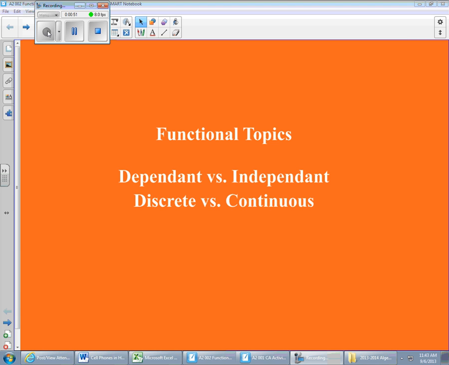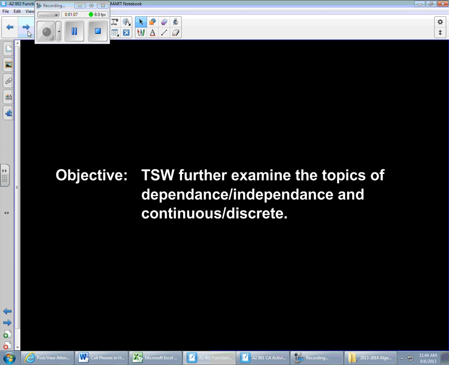These are for Monday, and on Monday we're going to be looking deeper into functional topics, and more specifically, we're going to be looking at functions from the perspective of dependent versus independent and discrete versus continuous. Okay, new lesson, new objective. Today's objective, on your Cornell notes: the student will further examine the topics of dependence and independence and continuous and discrete. If you need extra time, press pause on the video. Then once you're ready to go, hit play again, and we'll move on.